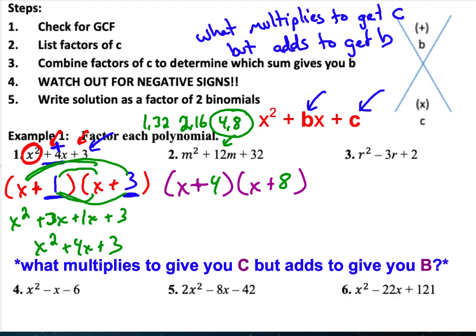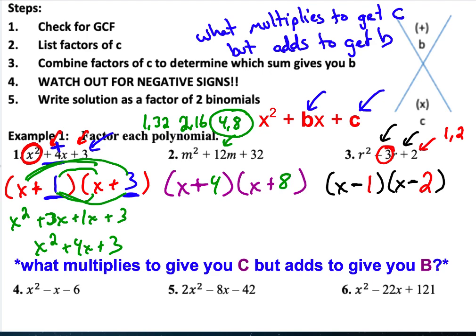All right, next one. r squared minus 3r plus 2. This time, I have a positive for my last term, so I know they're going to have the same signs, but I have a negative in the middle, so I know they both had to be subtracting, because I want two negatives in the middle, but a negative times a negative gives me a positive for the last one. So start with your last term, c. What could I multiply together to get 2? Well, I can really just multiply 1 and 2. Do those add to give me 3? Yeah, so I know they're going to work. 1 and 2.